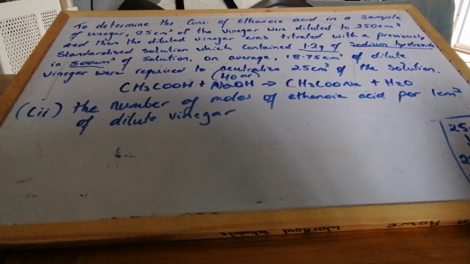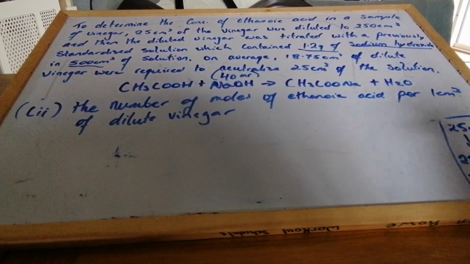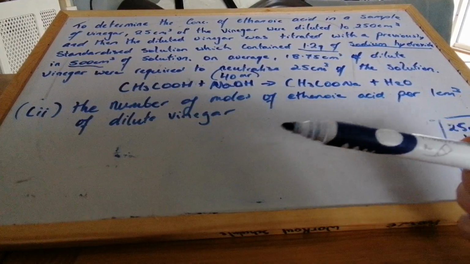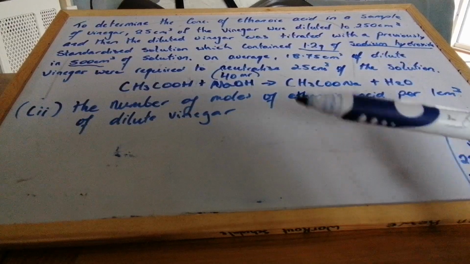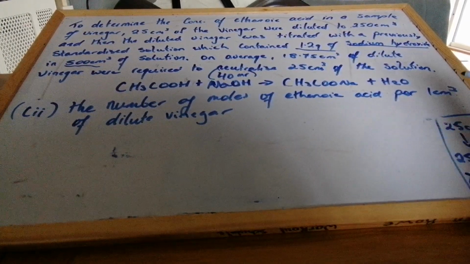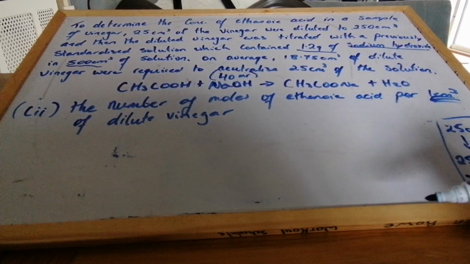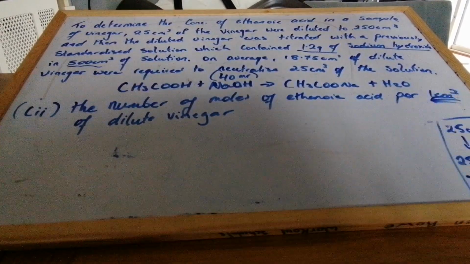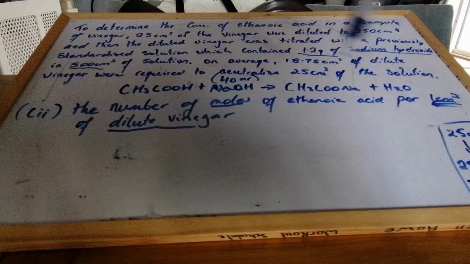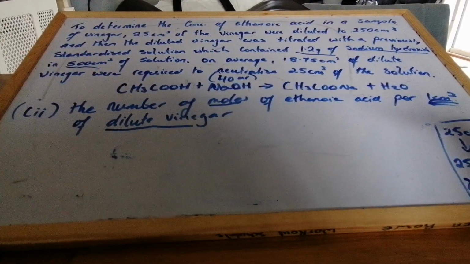Okay, so on to C part 2. So C part 2 then, the number of moles of ethanoic acid. So to calculate the number of moles of ethanoic acid per 1 centimetre cubed, really important, of dilute vinegar. So number of moles per 1 centimetre cubed of dilute vinegar.